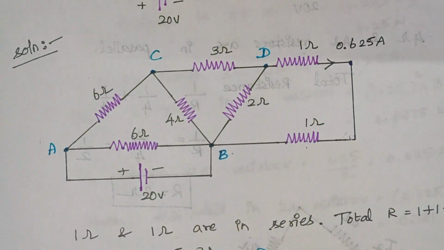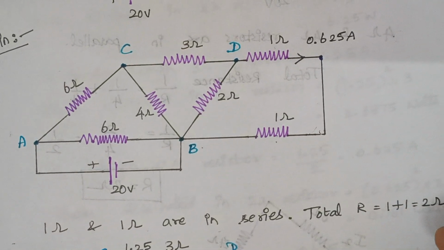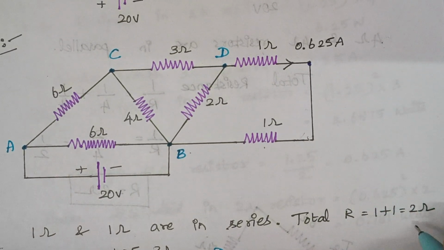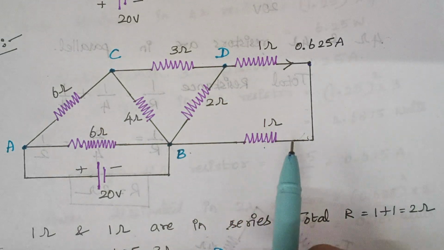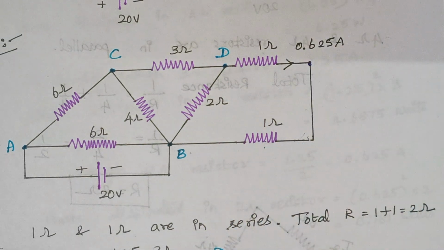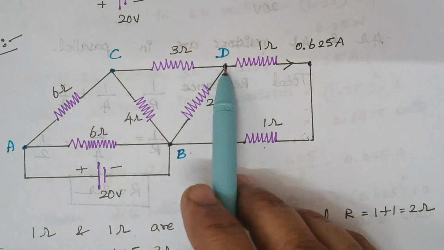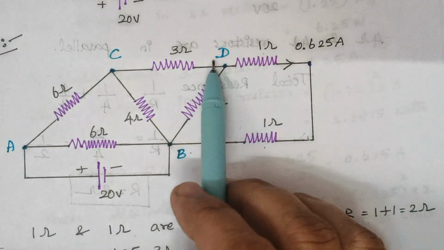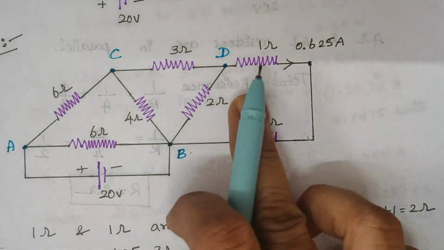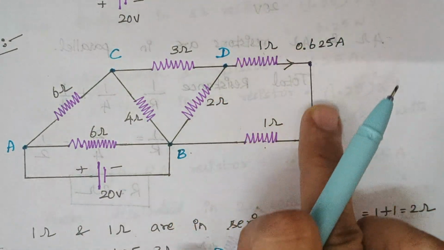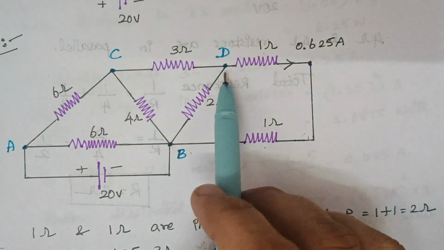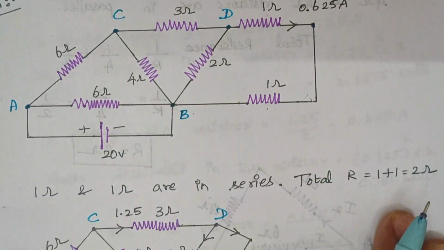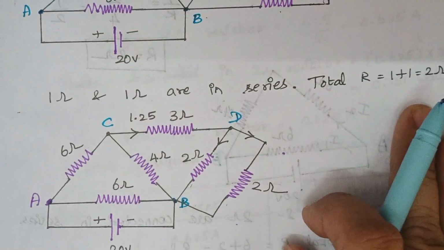So how to calculate the total resistance here? You just have to add 1 ohm plus 1 ohm, which gives the value of 2 ohms. Now we can replace these two resistors by a single resistor of 2 ohms. That resistor is connected between the points B and D, because we are combining only these two resistors. Therefore, we draw a 2 ohm resistor like this.